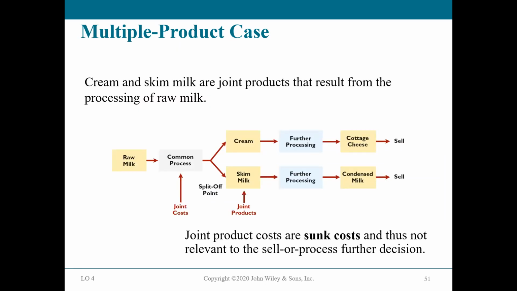Now, what if you have multiple products? So for an example, what if you have cream and skim milk? They're joint products that result from the processing of raw milk. So joint product costs are considered sunk costs, and that's not relevant to the sell or process further decision. So I need to see these common process costs. They're considered joint costs.